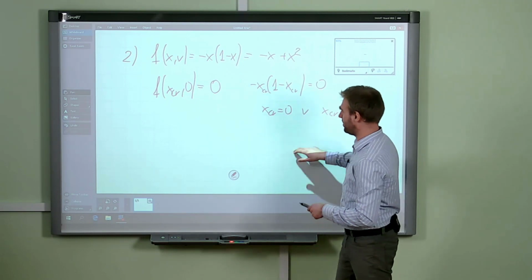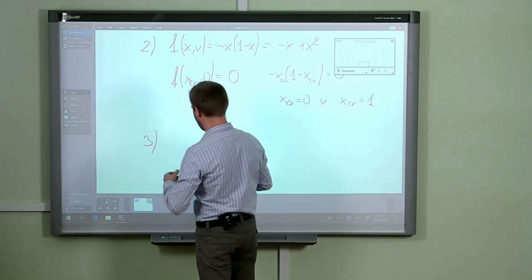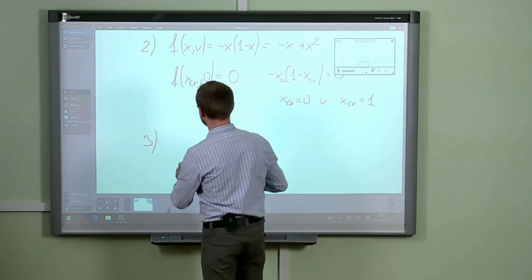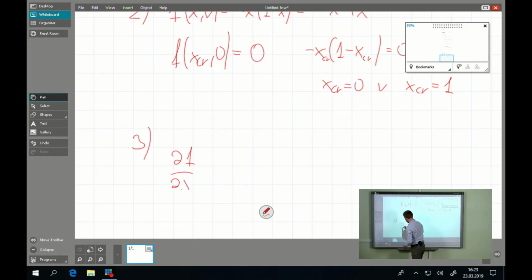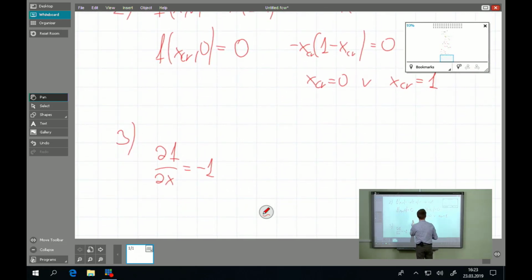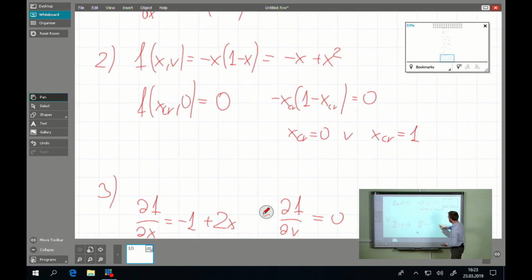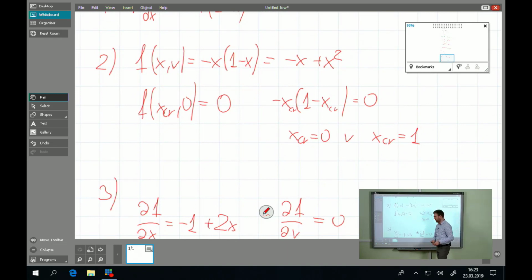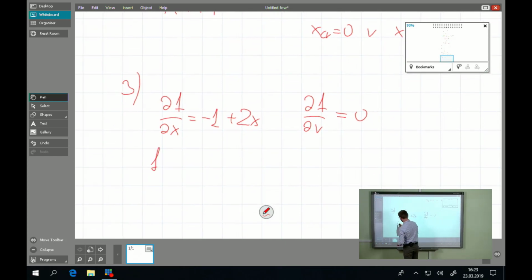Linearized form of our governing equation. Second step, we have to compute the derivatives of the right-hand side for our linearized form of the governing equation. It means that we have to compute df over dx. What will we get as a result? We see that it will be minus 1 plus 2x. The second derivative, df over dv, will be constantly 0 because our right-hand side does not depend on the velocity for that problem. And now we are able to compute it for our critical points.